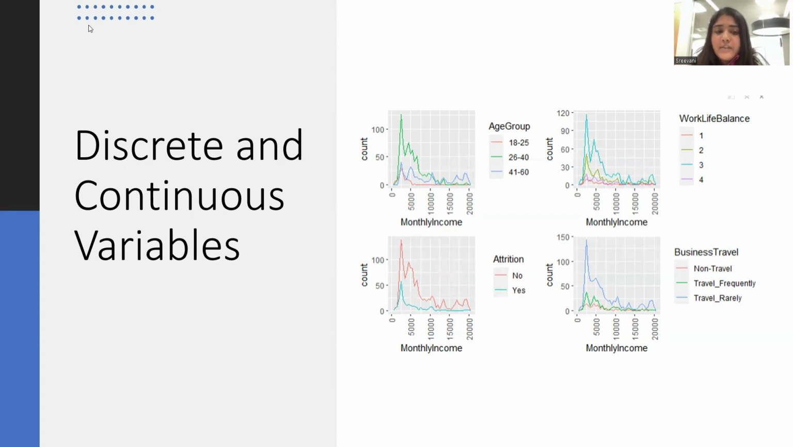The second graph suggests that most of the individuals have a moderate work-life balance, where one indicates bad work-life balance, and four indicates good work-life balance.